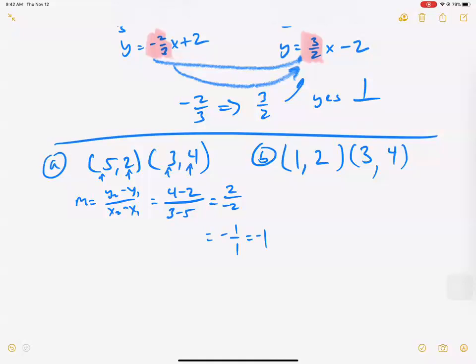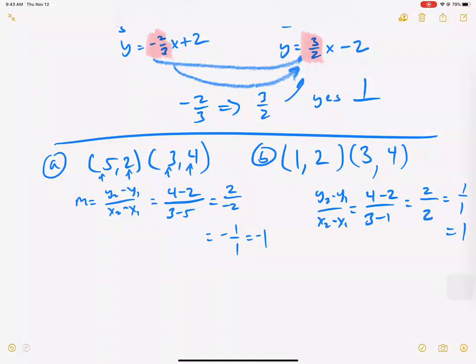Let's look at the right side over here. y2 minus y1 over x2 minus x1. And I'm not afraid of writing the formula again. It's going to help me out. 4 minus 2 over 3 minus 1. This is 2 divided by 2, which is 1. Oh, we can rewrite it as 1 over 1. 1 over 1, which is 1.